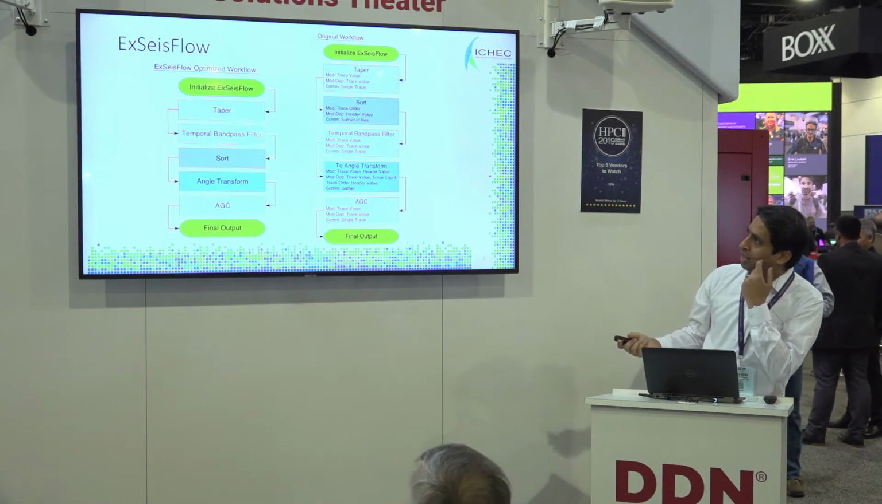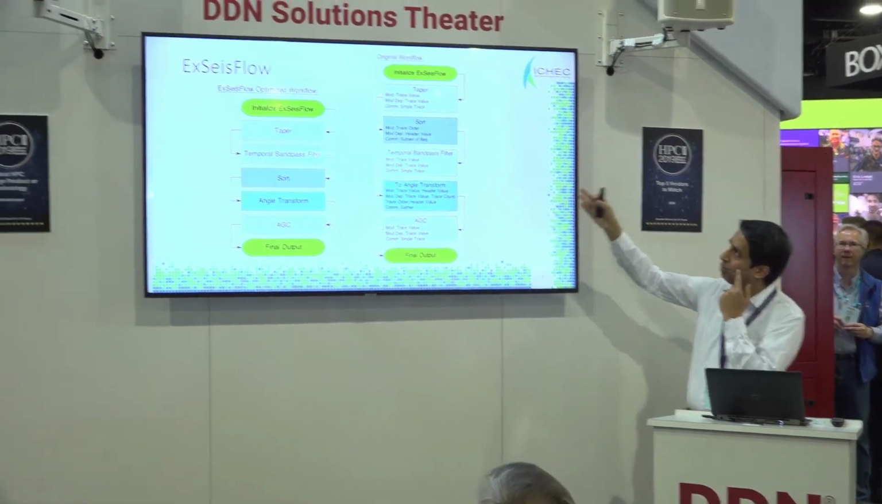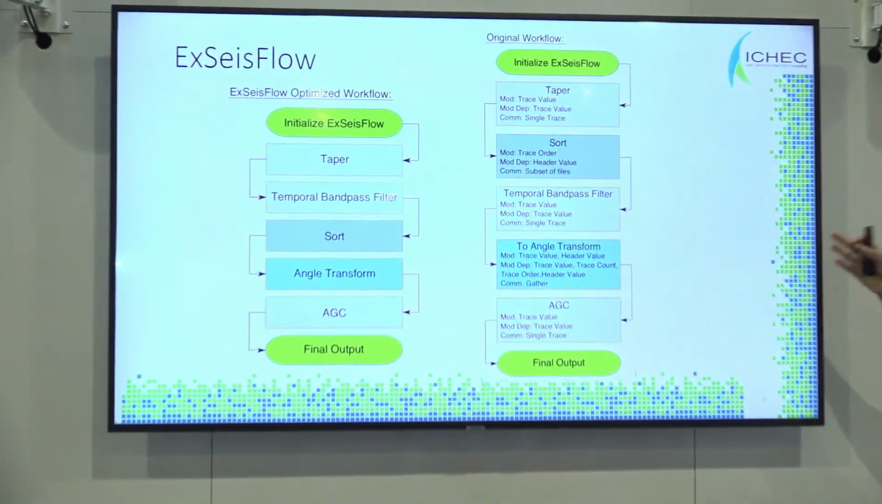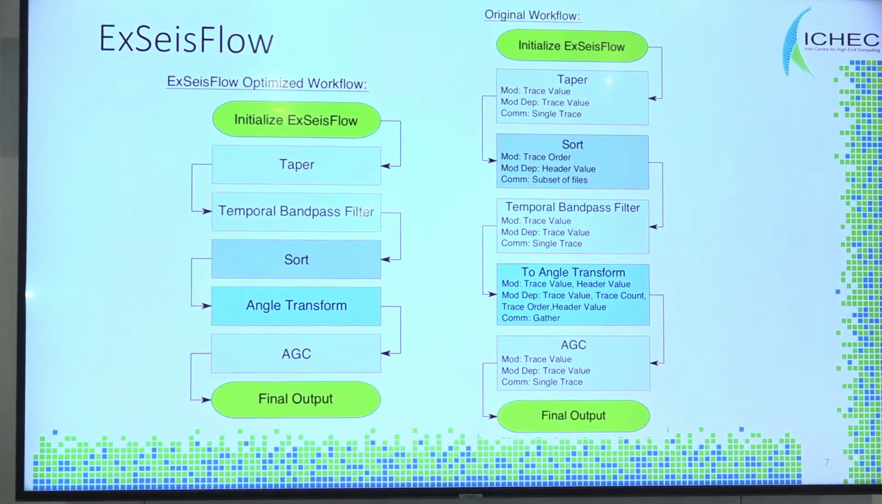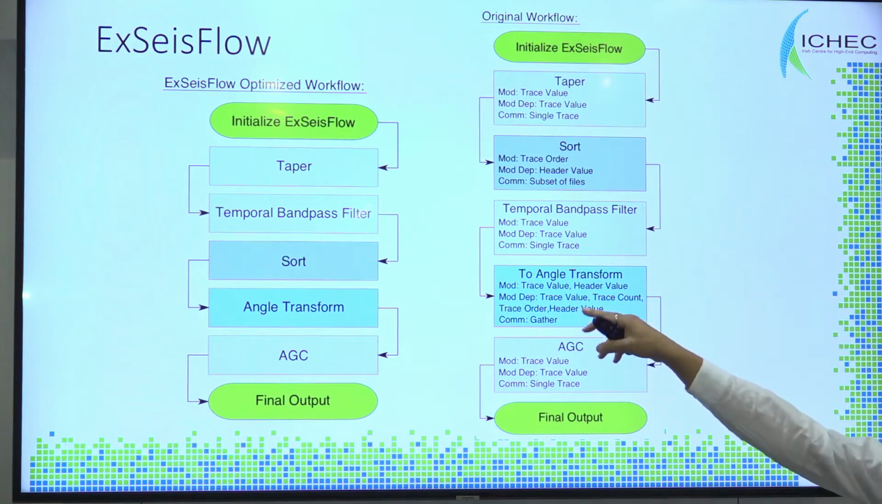So just a quick example of what ExSeisFlow can deliver. On the right, you have the original workflow, whereby if you had, say, a sequence of operations to perform, from tapering to sorting to filtering and transforming and so on, how traditionally you would implement them if you had to do it barely on the SEG-Y file format is you would have each of those operations defined by compute and communication operations that you implement with respect to this SEG-Y file. So that's what are the individual steps here.